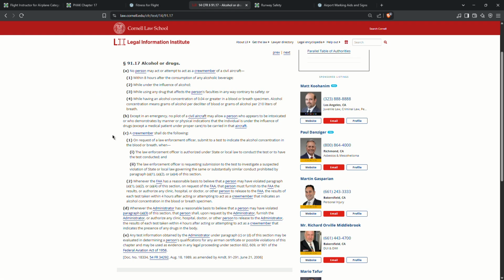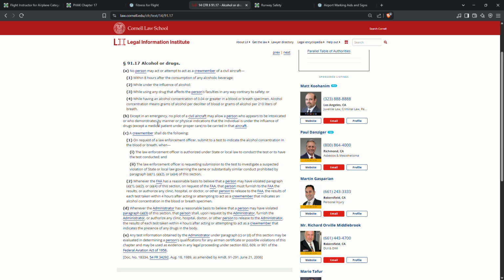Alcohol as well, 91.17, three main rules. No alcohol within 8 hours of any flight. So, bottle to throttle, if you're going to be in control of the aircraft, you can't drink within 8 hours before that flight. You can't fly while under the influence of alcohol. One thing I like to note is that does include hangovers. If you're hungover, don't go on a flight. It's going to be uncomfortable and you're breaking the law.